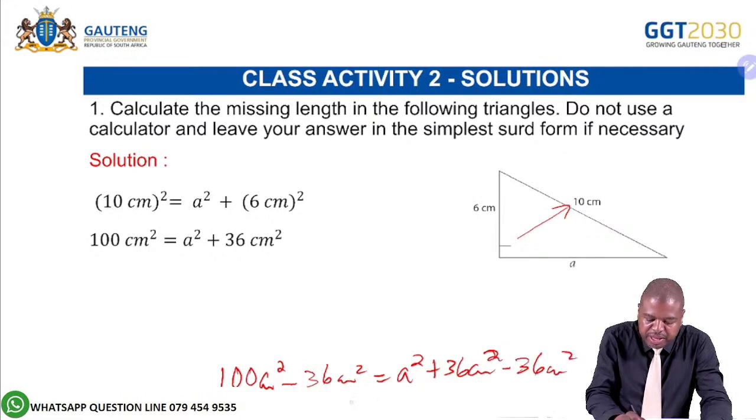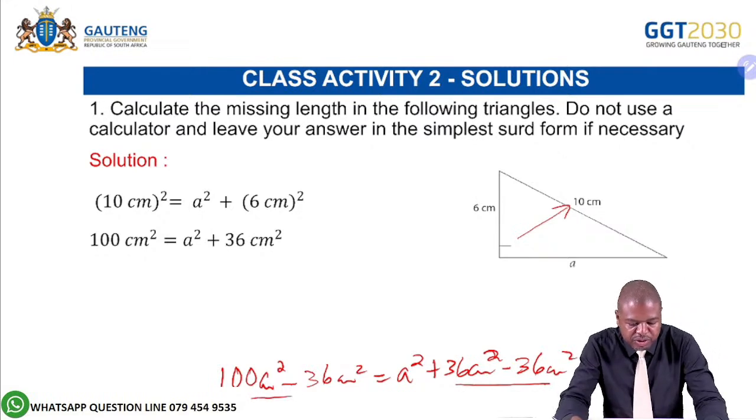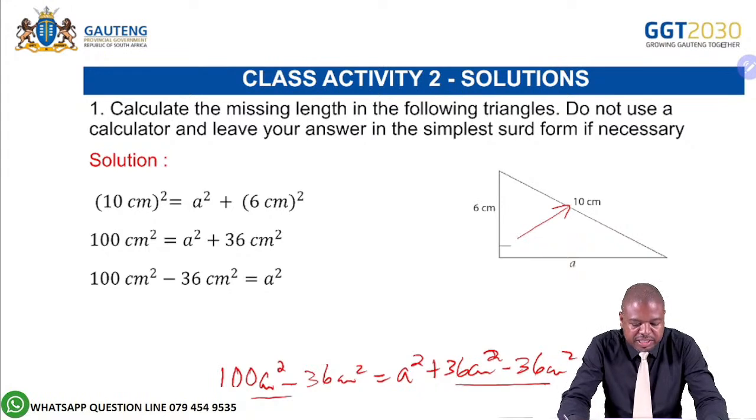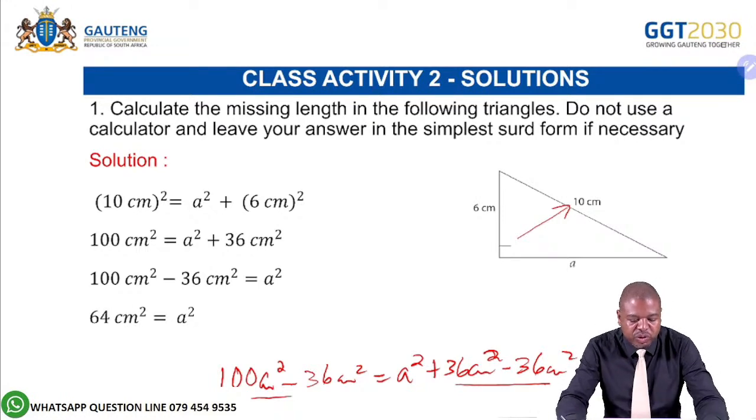With A squared. This simplifies to 0, and the other side will remain with 100 centimeters squared minus 36 centimeters squared is equal to A squared. And from there, this will simplify. We're going to get 64 centimeters squared is equal to A squared.